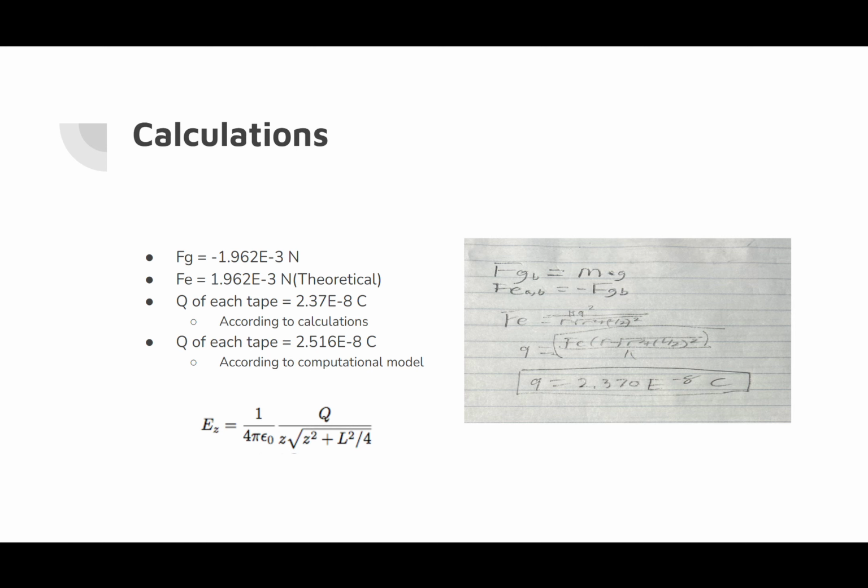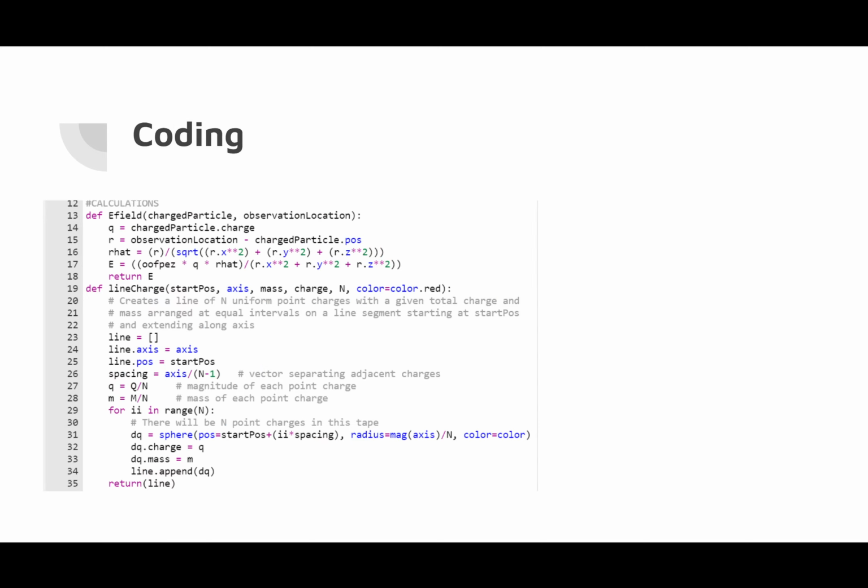Some of my calculations: I decided to calculate Q on my own and also do it according to the computational model to see any error. The force of gravity ended up being negative 1.96e-3 newtons, so the electric force has to be the same but in reverse. And the Q of each tape, according to my calculation, was 2.37e-8 coulombs, and the Q according to the model was 2.516e-8 coulombs. So within the same magnitude, just off by a little bit. This is probably due to some rounding error or just any discrepancy between our calculations.